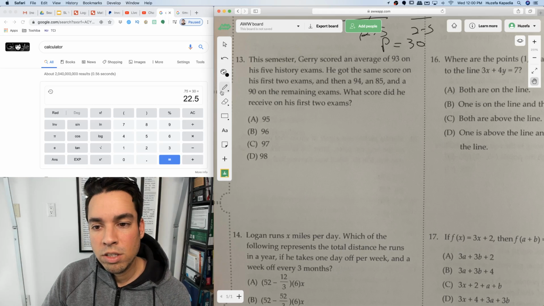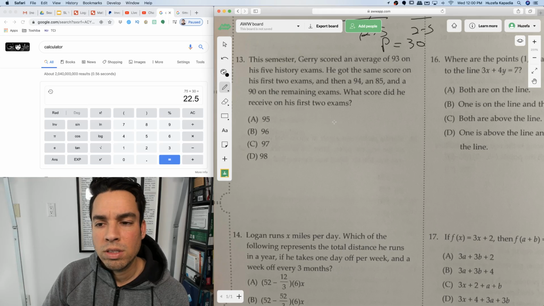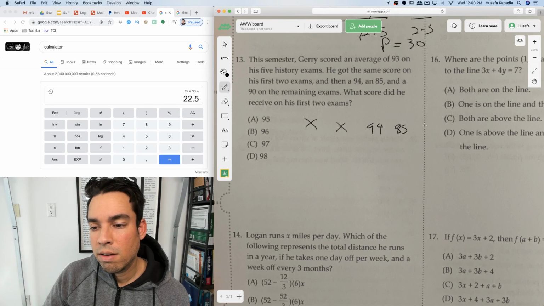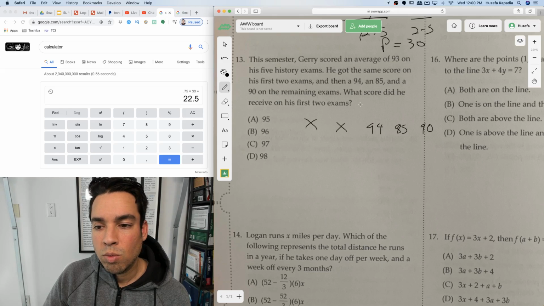13. This semester, Jerry scored an average of 93 on his 5 history exams. He got the same score on his first 2 exams. Then a 94, 85, and 90. What score did he receive on his first exam?